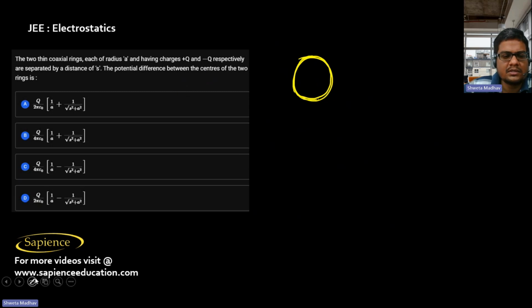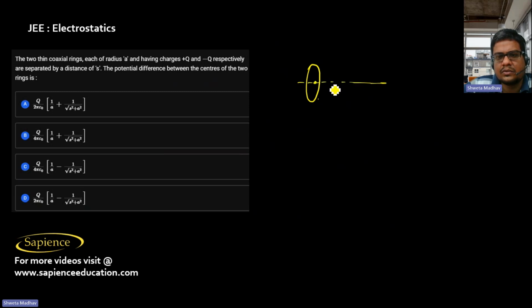So they each are having the same radius. The figure should be actually like this. One ring is placed like this, and their axis is the same. They are placed coaxially. Their radii are the same, each having radius a only, and they are separated by a distance s, having charges plus q and minus q respectively. We have to find the potential difference between the centers of the two rings.